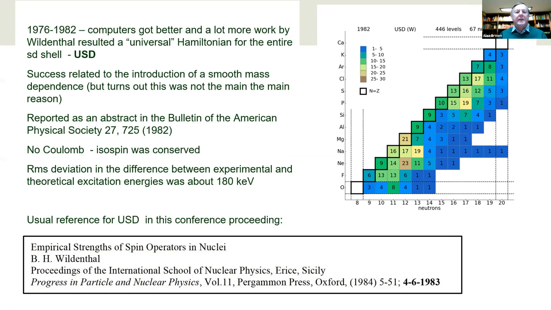This was reported as an abstract in the Bulletin of the American Physical Society. There was no Coulomb, isospin was conserved, and the RMS deviation in the difference between experimental and theoretical excitation energies was about 180 keV. I'll just use that number from now on as the RMS difference. And in fact, by 1983, Wildenthal had talked about this and many of the applications in an international school in Sicily. So this is one of the references for the original USD.